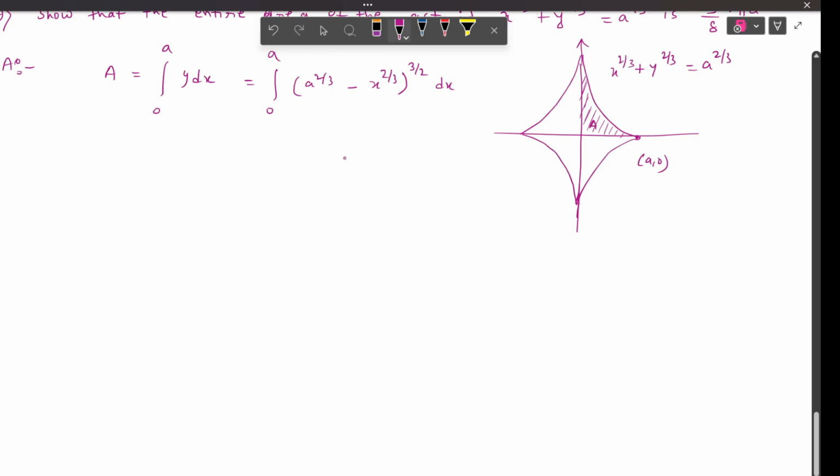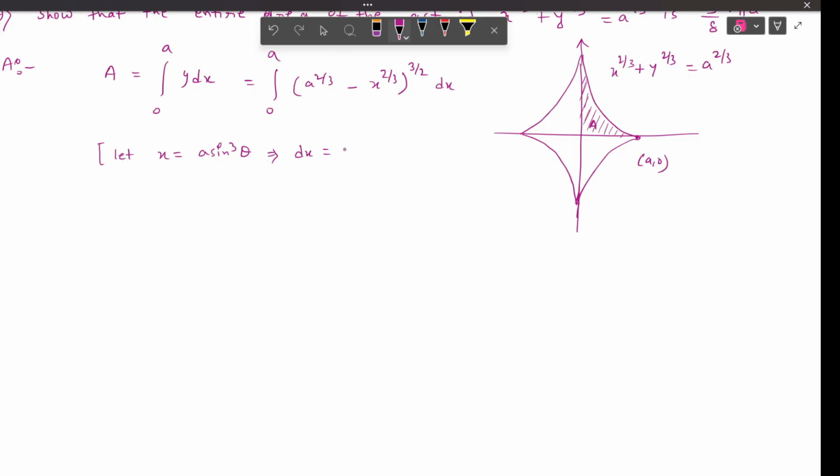Now let us put x equals a sine cube theta. So differentiate both the sides. We will get dx equals 3a sine square theta into the differentiation of sine theta, which is cos theta d theta. You have to change the limit because we are using the substitution method. If x equals 0, theta will be 0.